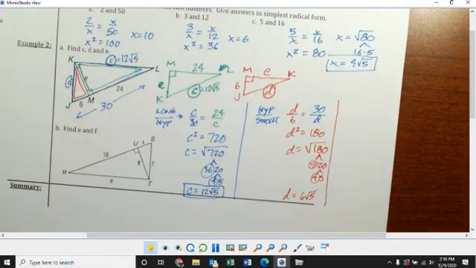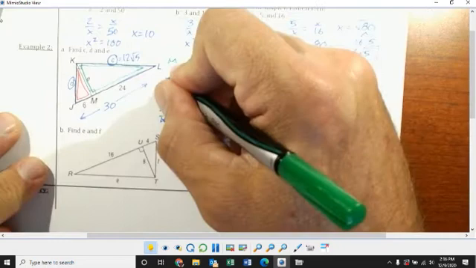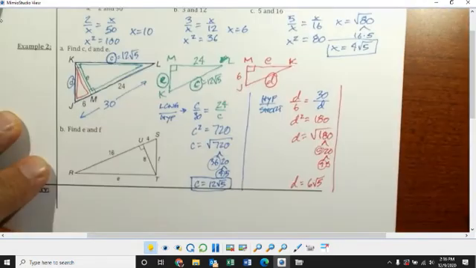All right, last one. Now we're going to try to solve for E. E, I can see, appears here as the short side.